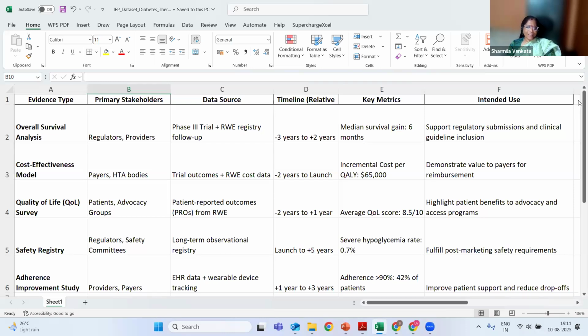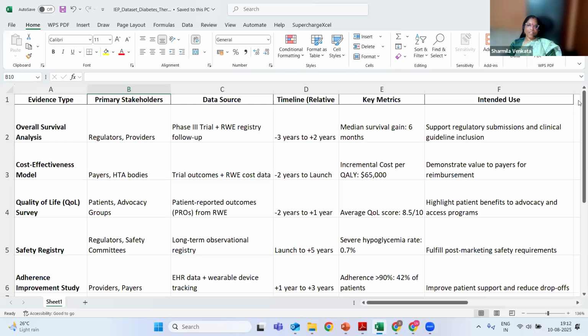So here we can see approval is not the end. It's the beginning of continuous monitoring. A safety registry allows us to track rare or long-term side effects that might not appear in trials. So a severe hypoglycemic rate of just 0.7% tells regulators the therapy remains safe in the real world. These findings are also critical for updating labels, educating physicians, and maintaining market confidence.